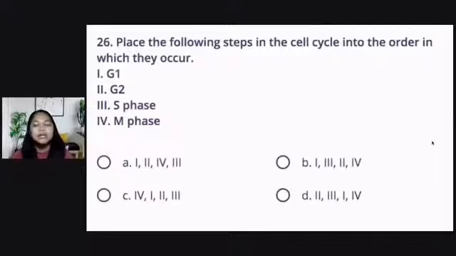Place the following steps in the cell cycle into the order in which they occur. We have number 1, G1, number 2, G2, number 3, S phase, number 4, M phase. And then you have the different choices at the bottom. Letter A, 1, 2, 4, 3. Letter B, 1, 3, 2, 4. Letter C, 4, 1, 2, 3. Or letter D, 2, 3, 1, 4. Which one is the correct choice for number 26? What is the correct sequence? Ano po yung correct sequence natin for number 26? Please put that in our chat box.